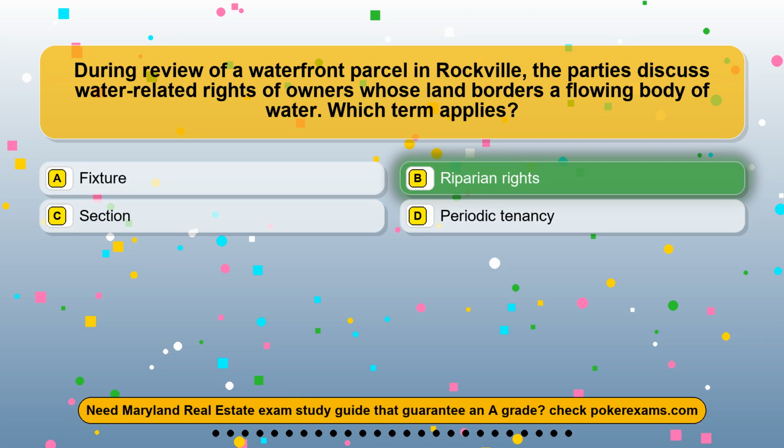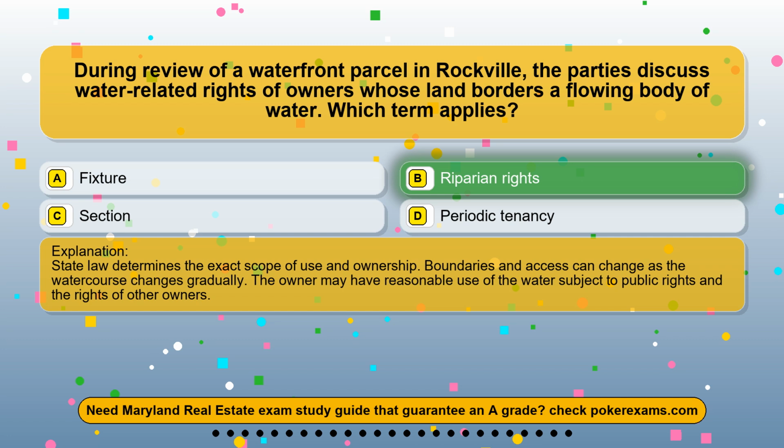The correct answer is option B, riparian rights. State law determines the exact scope of use and ownership. Boundaries and access can change as the watercourse changes gradually. The owner may have reasonable use of the water subject to public rights and the rights of other owners.